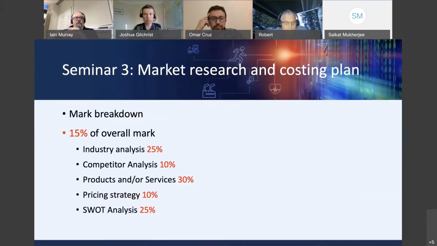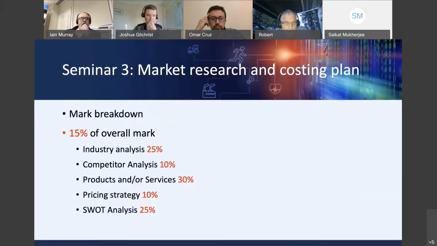So the market research and costing plan is worth a percentage of your overall mark, so it's a reasonably significant amount. Of this, 25% will be on the industry analysis, 10% on competitor analysis, 30% on product or service description, 10% on pricing strategy, because it's fairly straightforward. It's not a big thing to do, even though it's very, very important. And finally, 25% on the SWOT analysis, and we'll have a quick look at what these are.